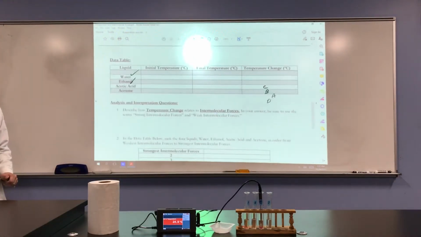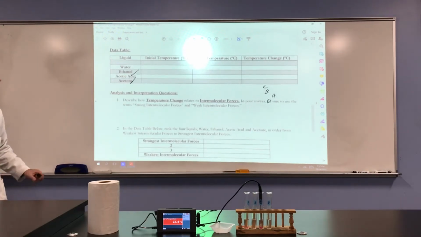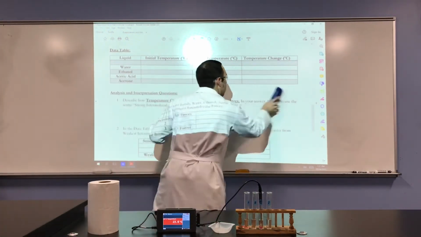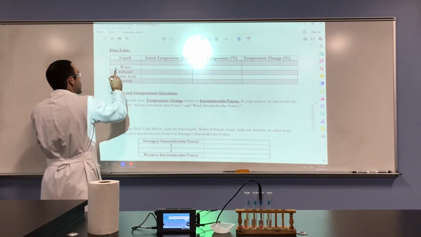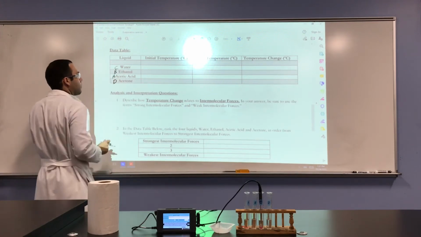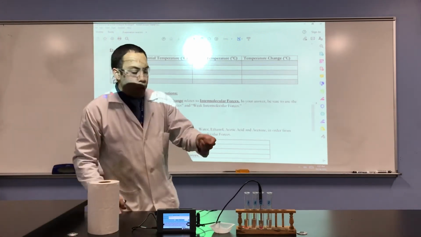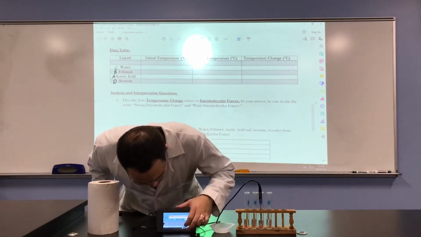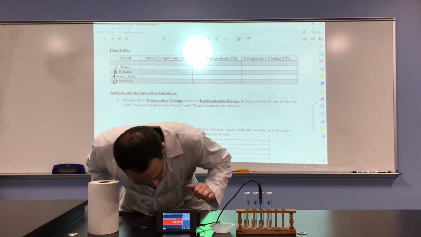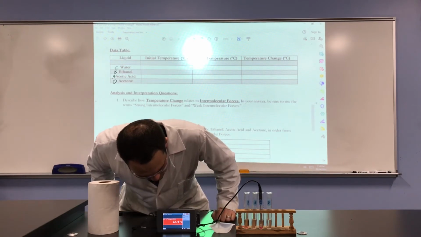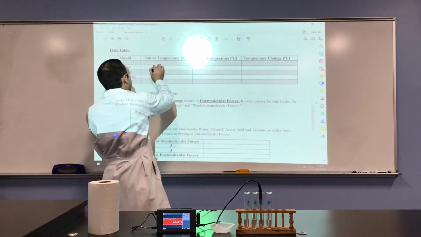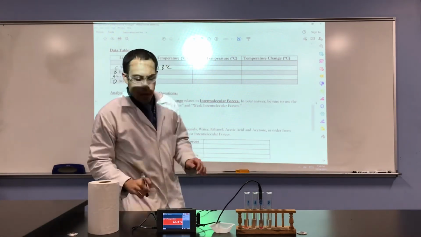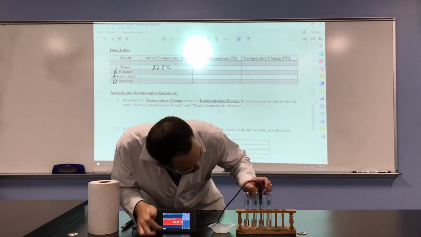So if we go to the data table, we have water, which is C, ethanol, which is test tube B, acetic acid is A, acetone is D. Our initial temperature, we're going to pull the probe out once it stops moving. So at 23 degrees Celsius, 22.9, 22.8, that sounds like a good starting spot. 22.8 degrees Celsius. And I'm going to pull it out and click play at the same time.